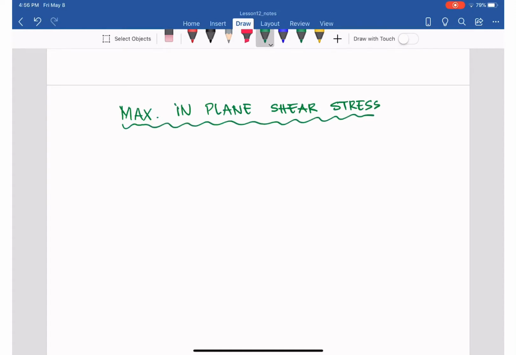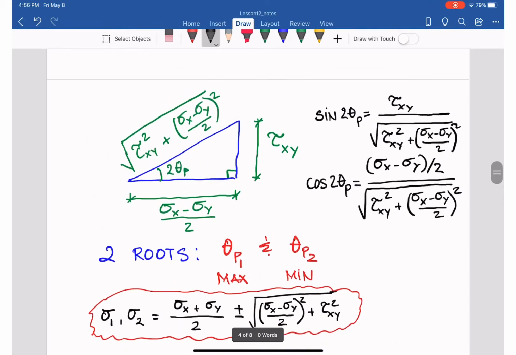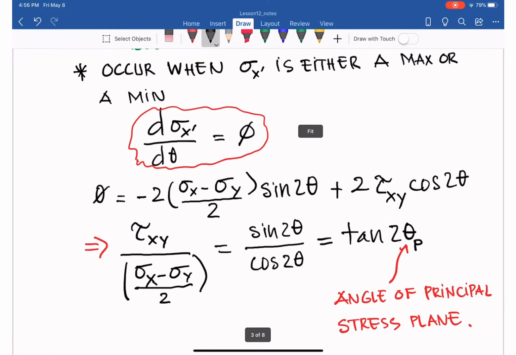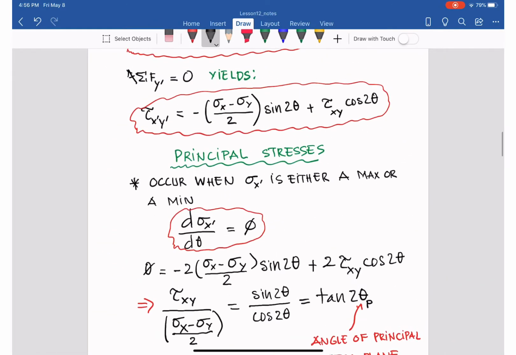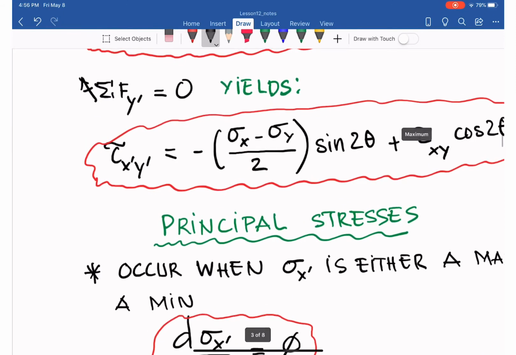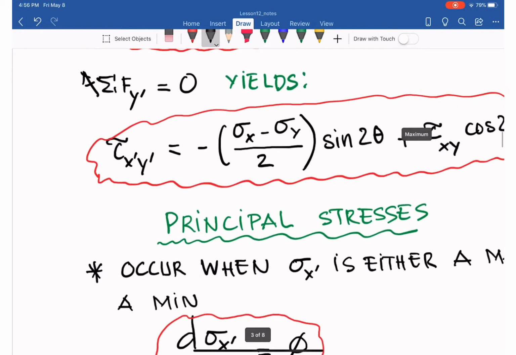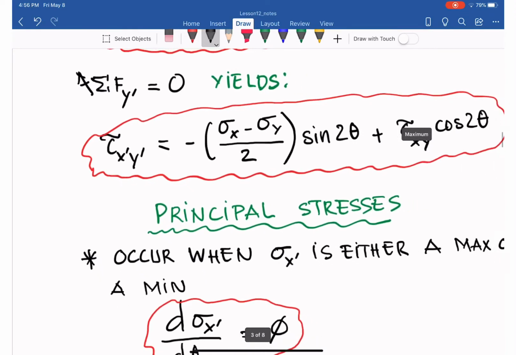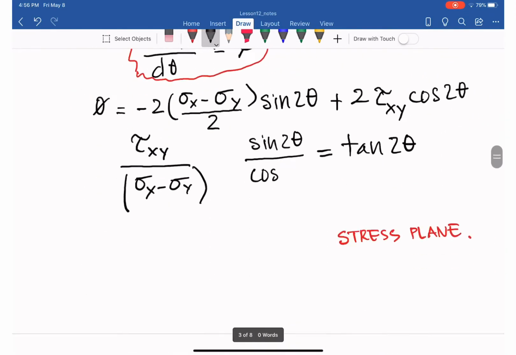So when does tau max occur? Tau max, that's what we want to find out, occurs when, same as here, we take the derivative to find the principal stress, and we have the tau equation. If we take the first derivative of tau x' y' with respect to theta to get the max, then set it equal to 0, we'll be able to find tau max.